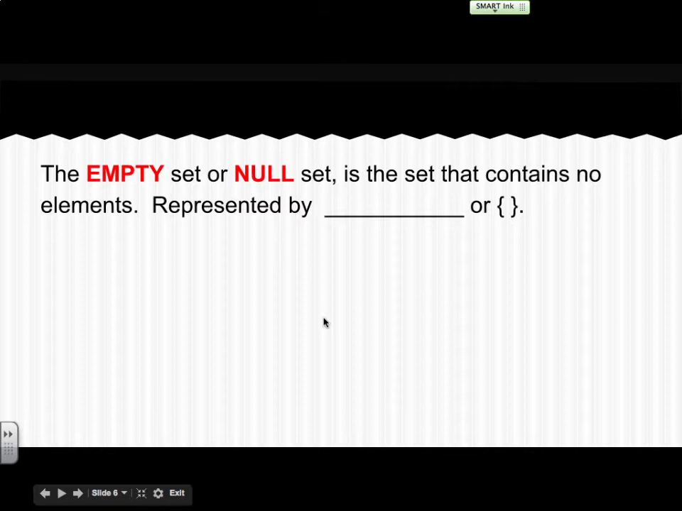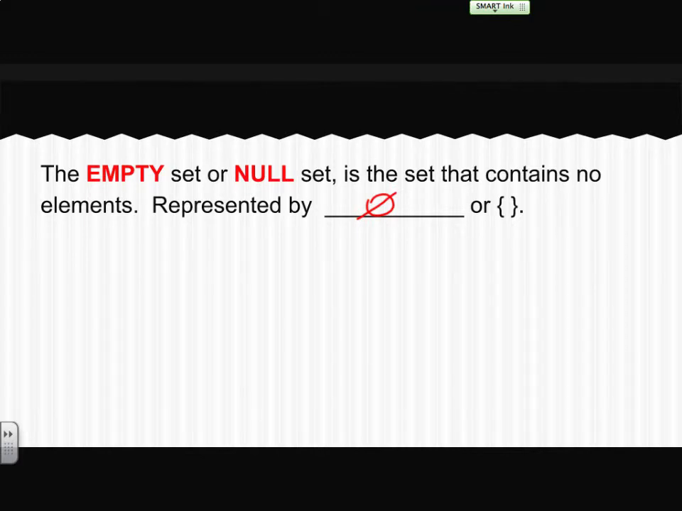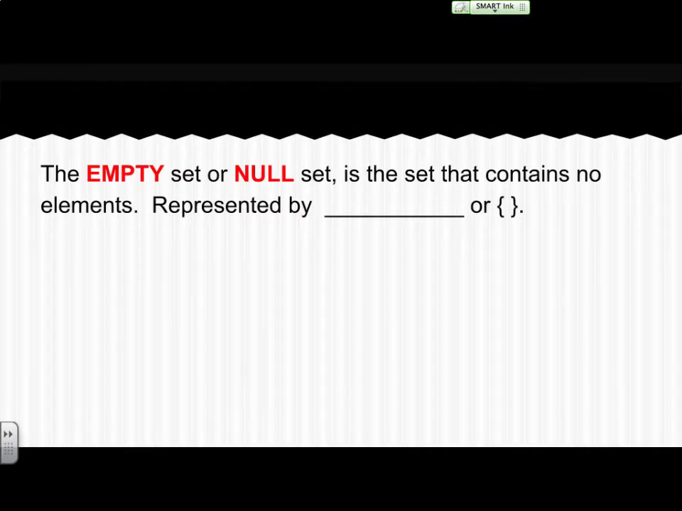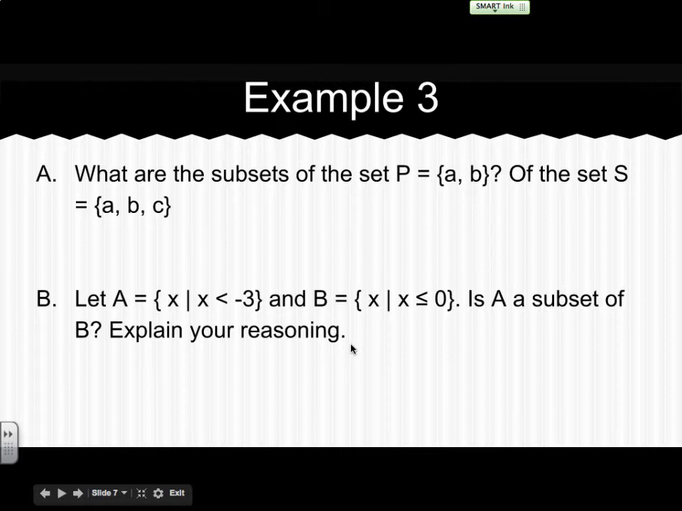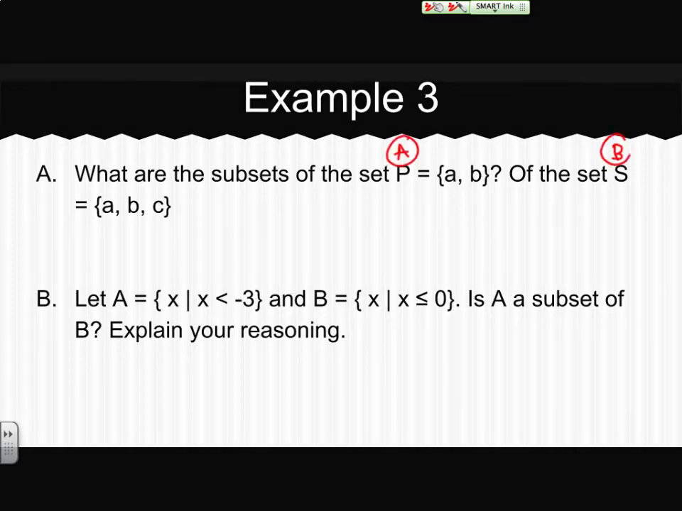The empty or null set is a set that contains no elements, represented by a circle with a line through it or brackets with nothing inside of it. Example 3 says, what are the subsets of P when P is equal to A and B, and of the set S where S is equal to A, B, and C? Subsets include any choice that we have here. For part A, when I'm listing all the subsets of P, it could be the empty set, it could just be A, or it could just be B, or it could be A and B.